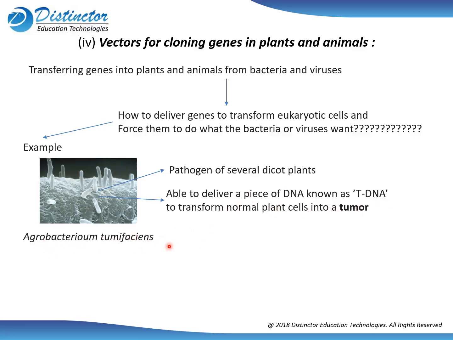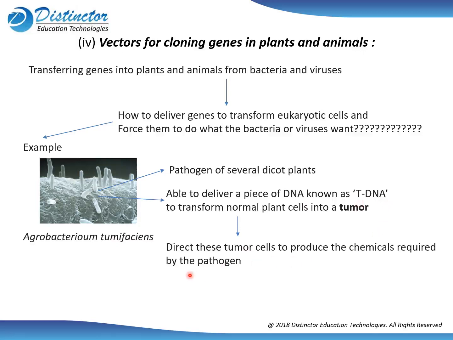So if this Agrobacterium tumefaciens is present inside the plant cell, they are going to produce a tDNA. This tDNA is able to produce tumors in a plant cell. So what they do is this tDNA directs these tumor cells to produce the chemicals required by the pathogen. So what are the chemicals needed by this pathogen which are produced by this tDNA once they produce the tumor cells?